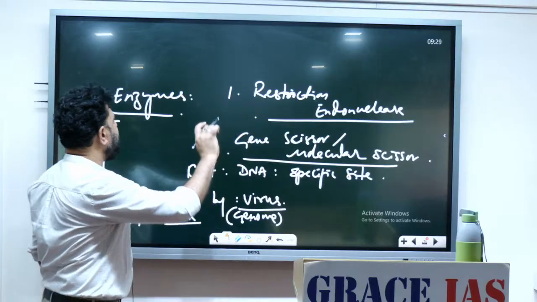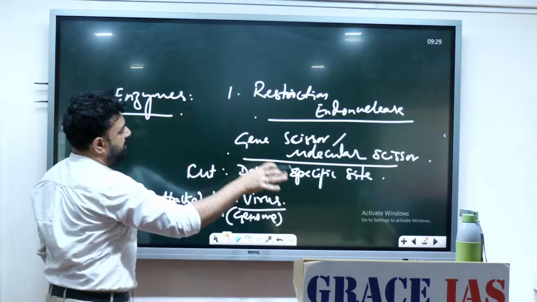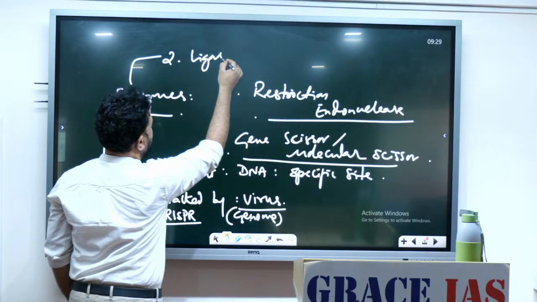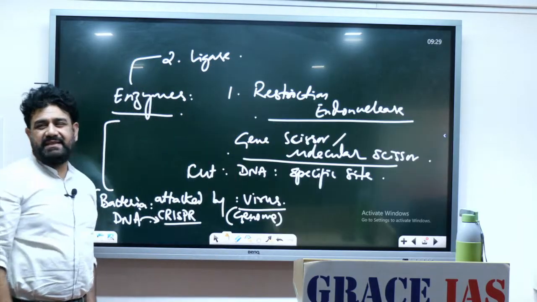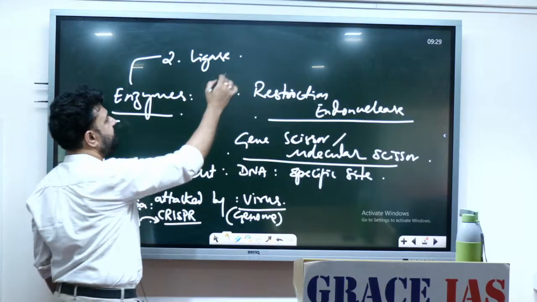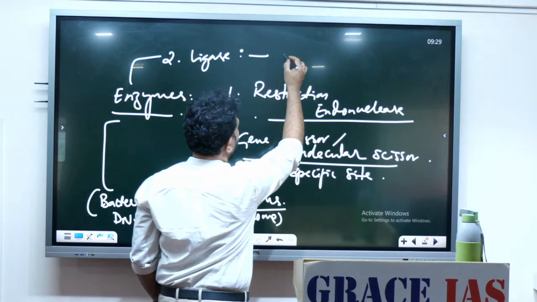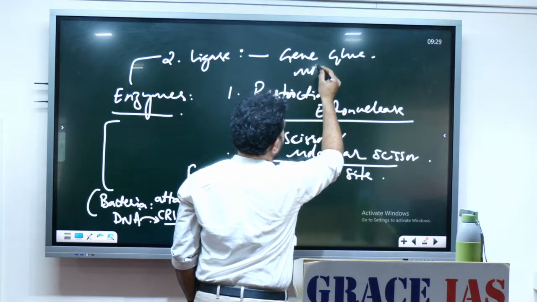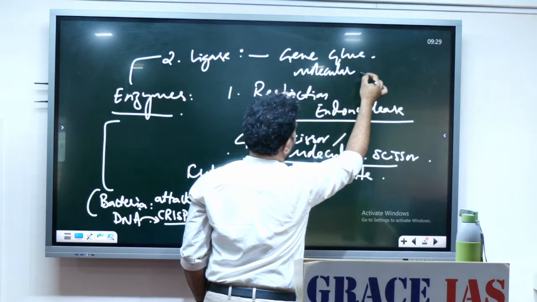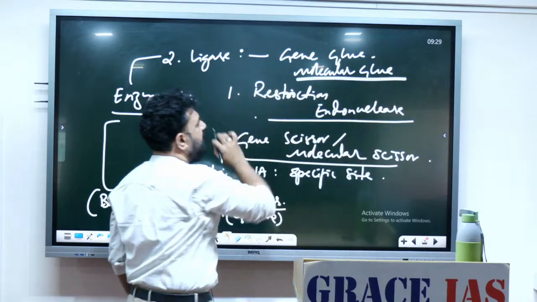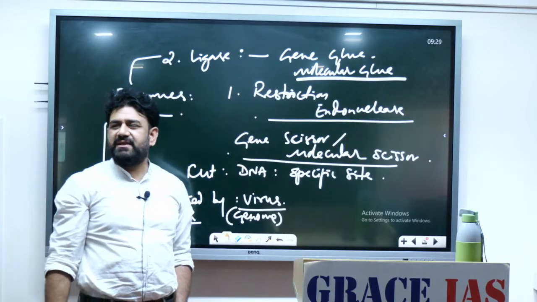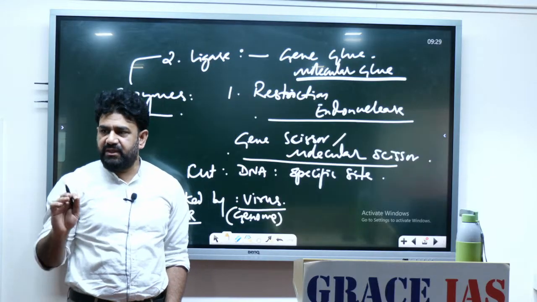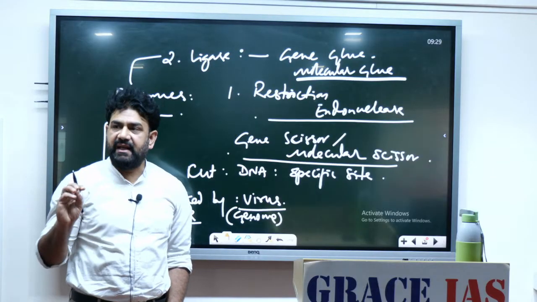What is another enzyme we use in genetic engineering? The second enzyme we use is called ligase. What is the function of ligase? Ligase fulfills the function of gene glue or molecular glue. That means to bring and attach two or more fragments of DNA together. That is the function of an enzyme called ligase.